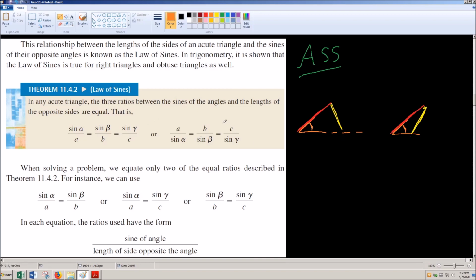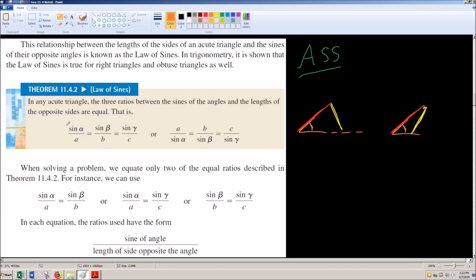All right. As we look at this, we're saying, okay, in any acute triangle, there are three ratios for these law of sines things: sine of alpha over A, sine of beta over B, and sine of gamma over C. If you wanted to flip them all, you could. It's just the reciprocal, so the reciprocal is going to be true for all of them. When we solve a problem like this, we're going to take two at a time and set them equal to each other. We're not going to be dealing with a chain of equal signs here.